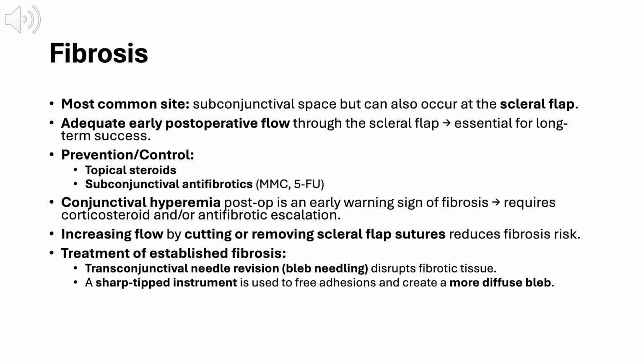Early conjunctival hyperemia over the bleb is a warning sign of escalating fibrosis and should prompt steroid or antifibrotic adjustment. If flow is borderline, you can increase it by cutting or removing scleral flap sutures, which reduces the risk of scarring. Once fibrosis is established, bleb needling becomes the main intervention, using a sharp needle to free adhesions and recreate a more diffuse bleb that resists rescarring.